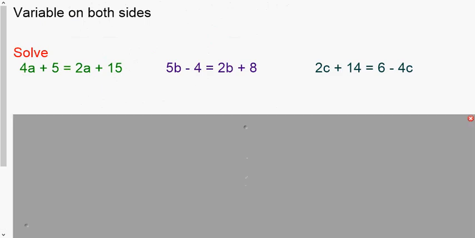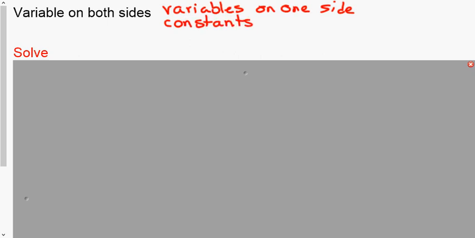And the last thing we're going to look at is what happens when there's a variable on both sides. Well, there's kind of this two-part thing, and one of it is we need to get the variables on one side, and then the constants on the other side.